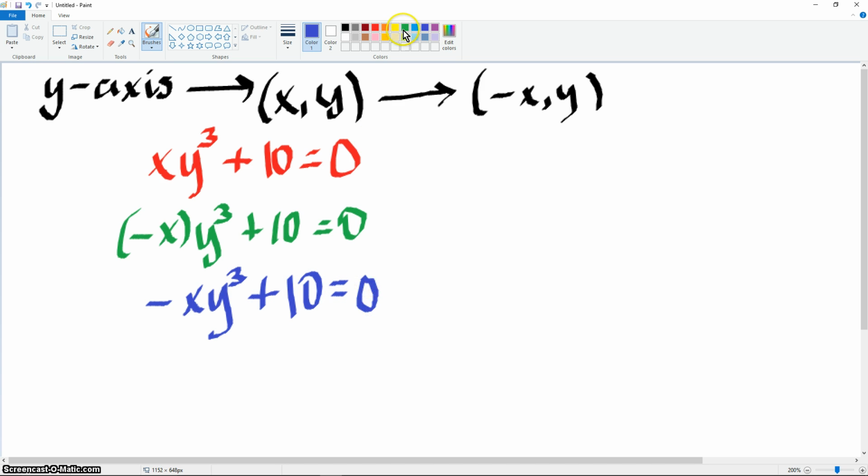And then what you're going to do is you're going to take your final equation and compare it to your original. Is it the same equation? If you come out with the same thing, then it is symmetrical. If you don't come out with the same thing, then it's not symmetrical. So as you can see, it's not the same thing, so this one is not symmetrical about the y-axis.